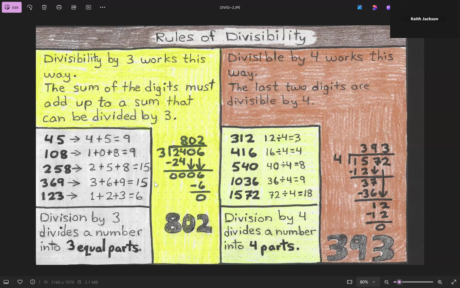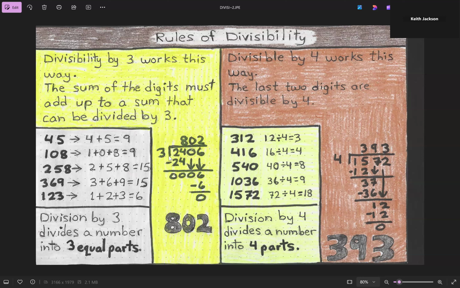And let's just take a look at a random number such as 2,406. And let's see what happens. Okay, let's add up those digits and see if they come up to a number that can be divisible by 3. We know that 2 plus 4 is 6, plus 6 is 12. 12 is divisible by 3, right? So let's see if it'll work. And so when we divide 2,406 by 3, here's what's going to happen.